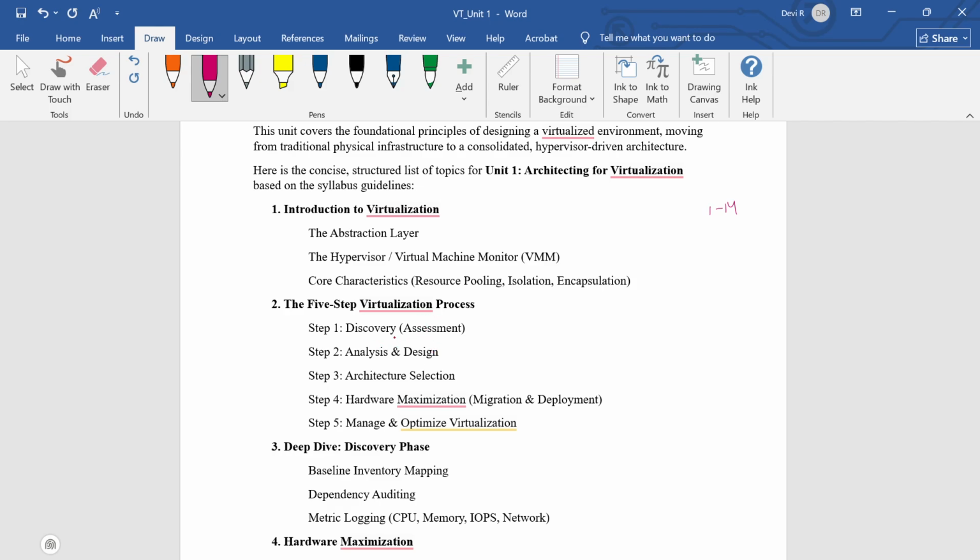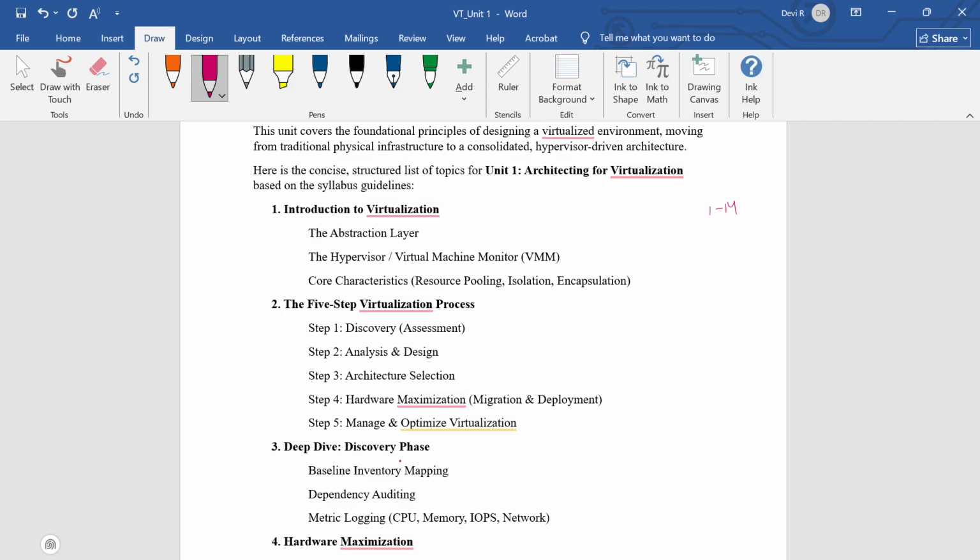It consists of the discovery process. After discovery, we have to analyze and design. Then we have to select the architecture. And after selecting, hardware maximization, and then managing and optimizing virtualization. This is how the five-step virtualization process is organized.